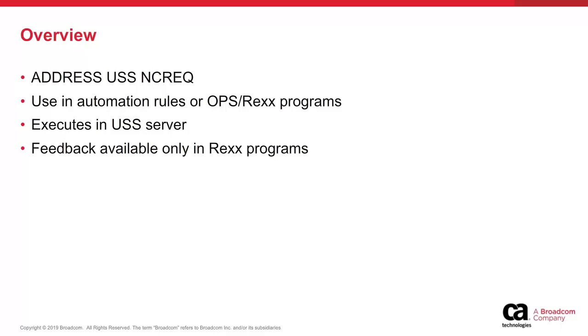The request is queued for execution in a USS server. When invoked from rules, no feedback is available, other than the request was successfully queued to a USS server. When invoked from REXX, a stem variable may be provided to contain the full response from Tivoli Netcool.